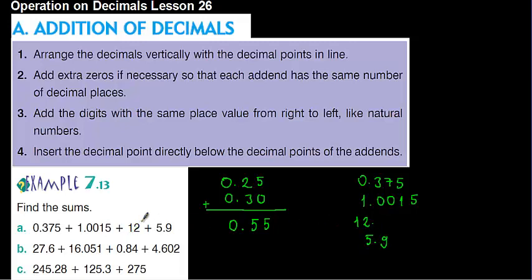12 has no decimal places, so I'm going to write 12.0000. I'm adding zeros because the greatest number of decimal places is 4, and here we have 3, so I'm adding 1 more 0. Here there is only 1, so I'm going to add 3 more zeros, and I'm going to continue my operation. Then we are going to add them down.